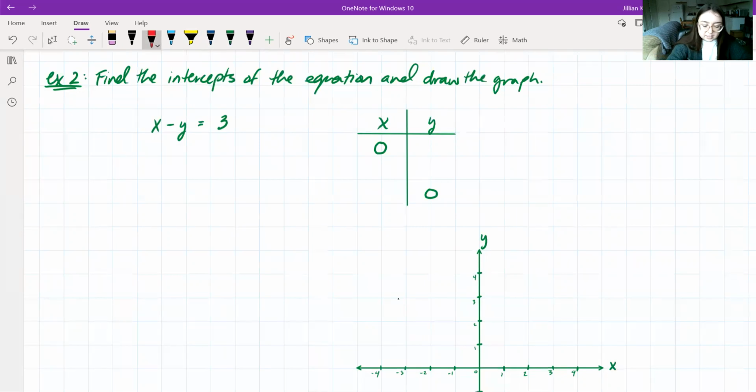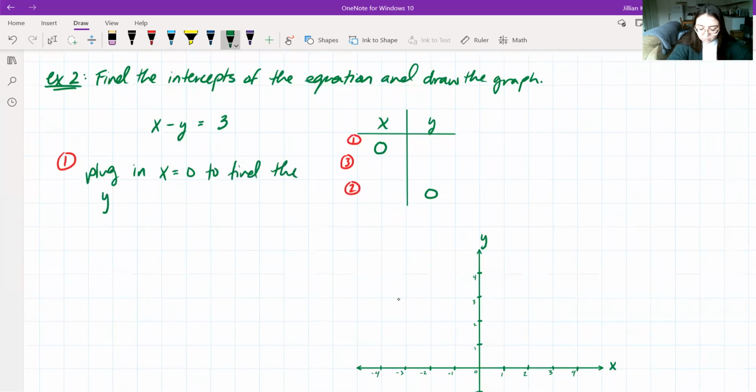Let's go ahead first and solve for our y-intercept. Then second, we'll solve for our x-intercept. And third, we'll solve for some value in between. So first, we plug in x equals 0 to find the y-intercept.